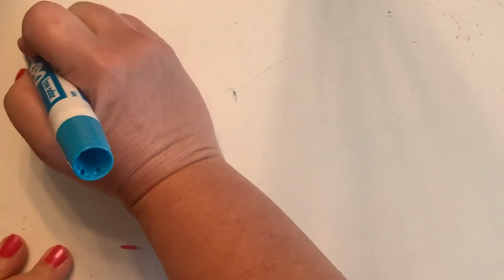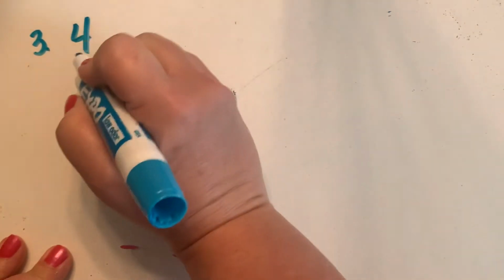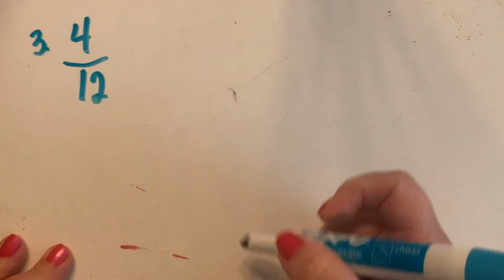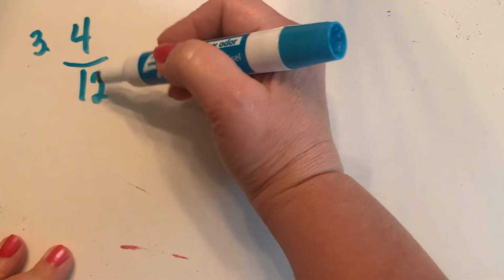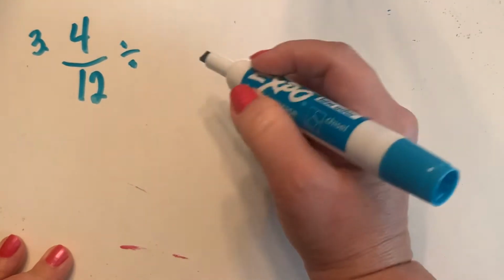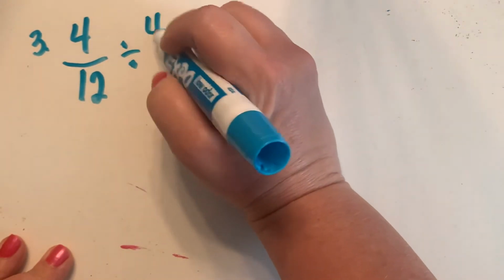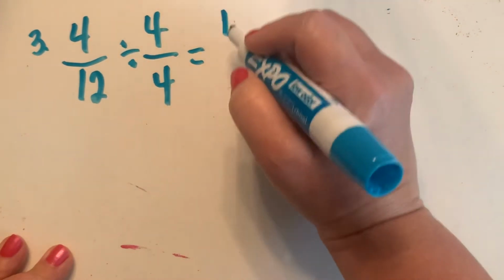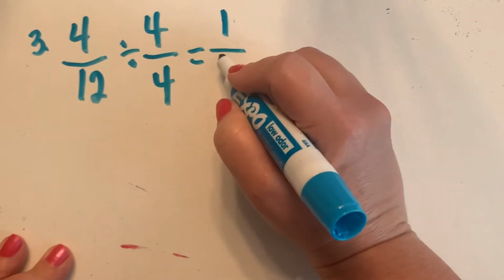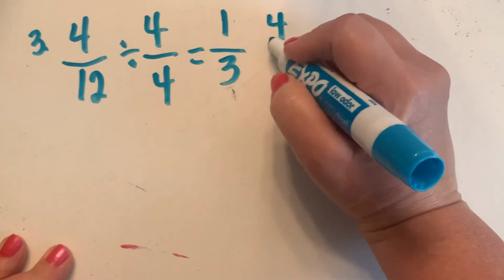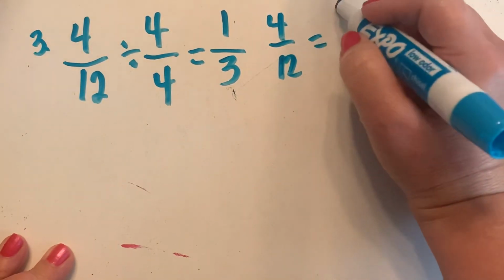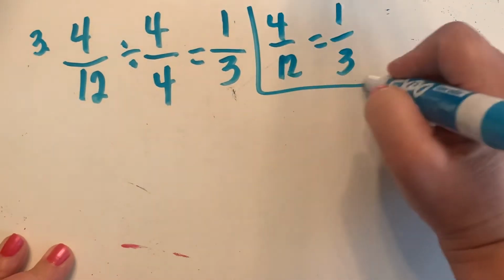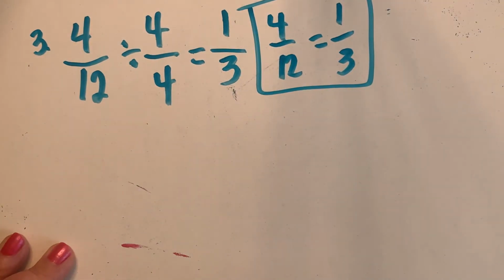I'm going to be looking at number 3. It's fairly easy. Number 3, 4/12. Ask yourself, will 4 go into 12? And the answer is yes. So we're going to divide by the numerator, 4 over 4. 4 divided by 4 is 1. 12 divided by 4 is 3. So 4/12 equals 1/3. And there's number 3.